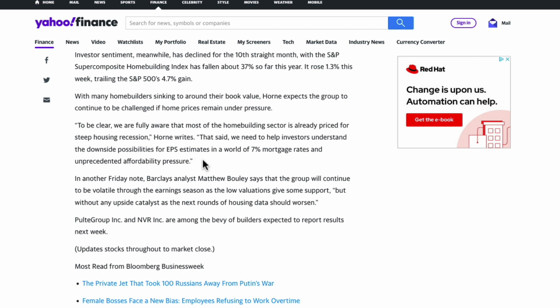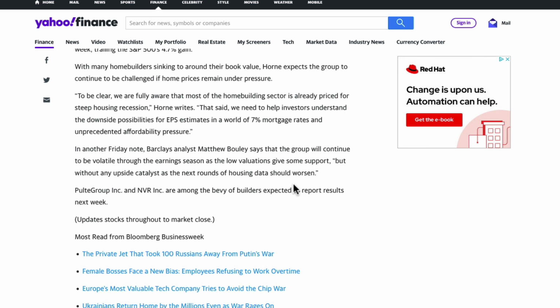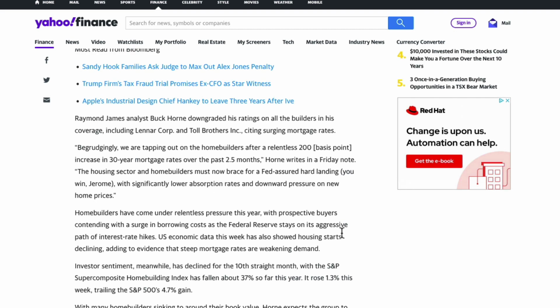unprecedented affordability pressure. In another note, Friday, Barclays analyst Matthew Booley said that the group will continue to be volatile through the earnings season, as the low valuations give some support, but without any upside catalyst, as the next rounds of housing data should worsen. And then we do have Pulte Group, Invitation Homes as well, among the bevy of builders expected to report next week. We'll look at earnings shortly as well.